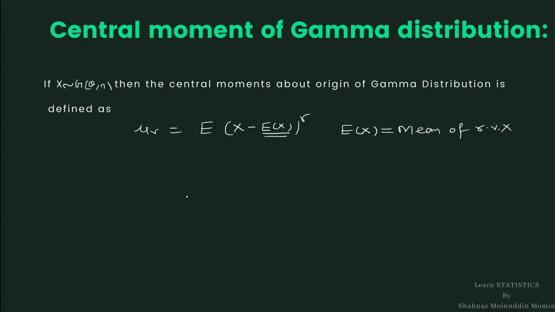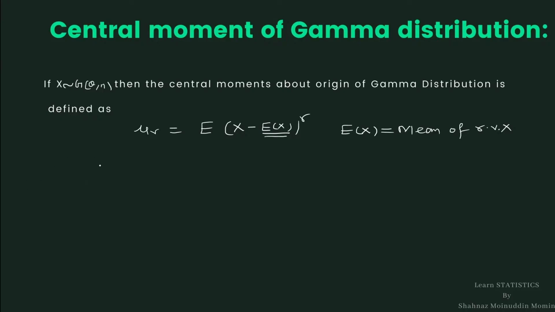There are two methods to calculate the central moments of any distribution. The first method is by the method of integration, and the second method is we can use the relation between raw moments and central moments to obtain the central moments. In case of gamma distribution, we shall use the relation between raw moments and central moments to obtain the central moments of gamma distribution.